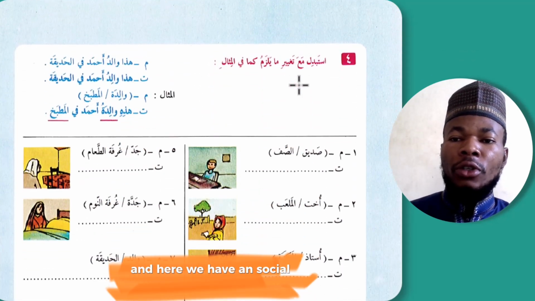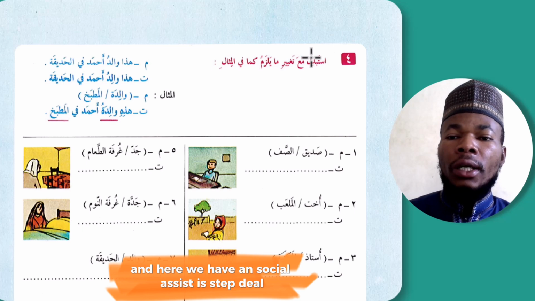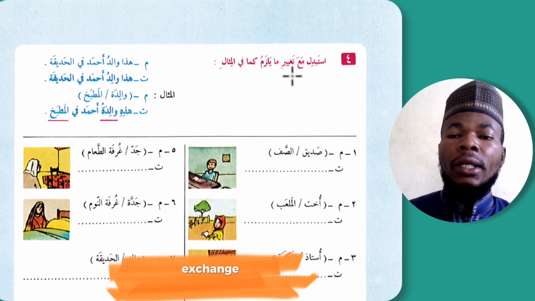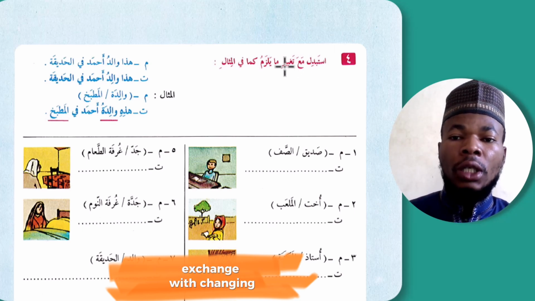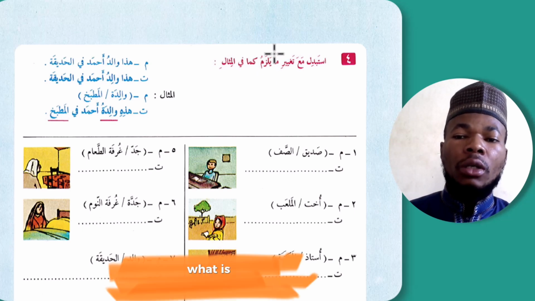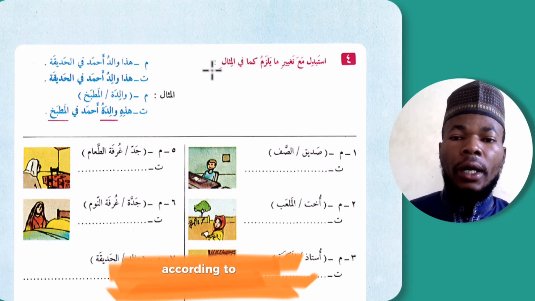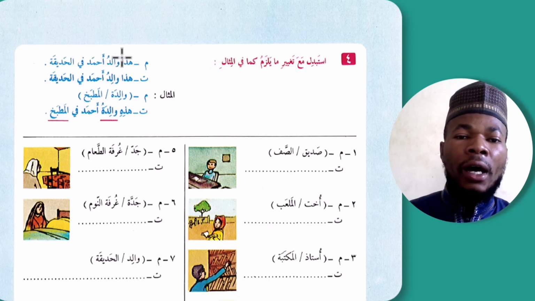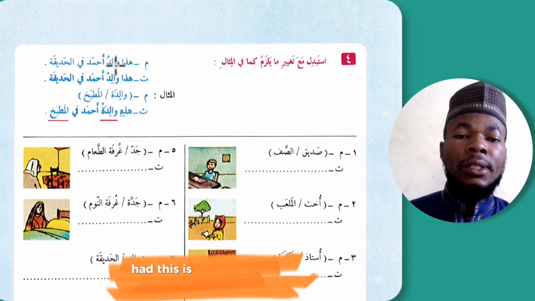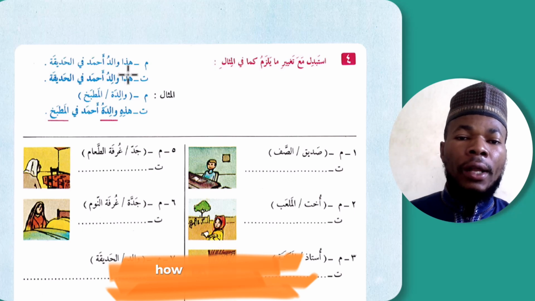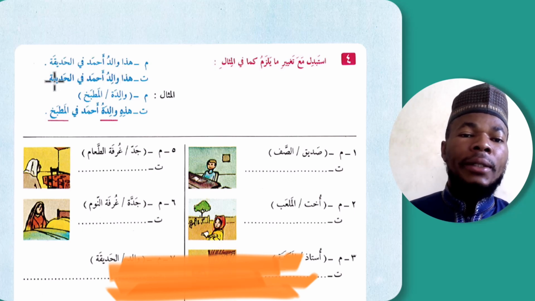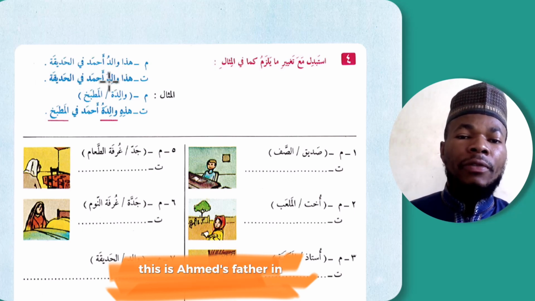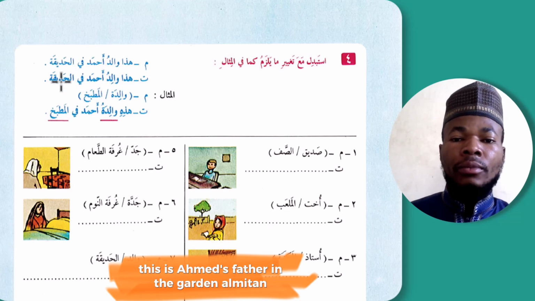And here we have an instruction that says Istabdil, exchange, ma'a taghyiri, with changing, ma yalzamu, what is required, kama fil mithal, according to the example. So before the example, we have هذا والد أحمد في الحديقة. This is Ahmad's father in the garden.